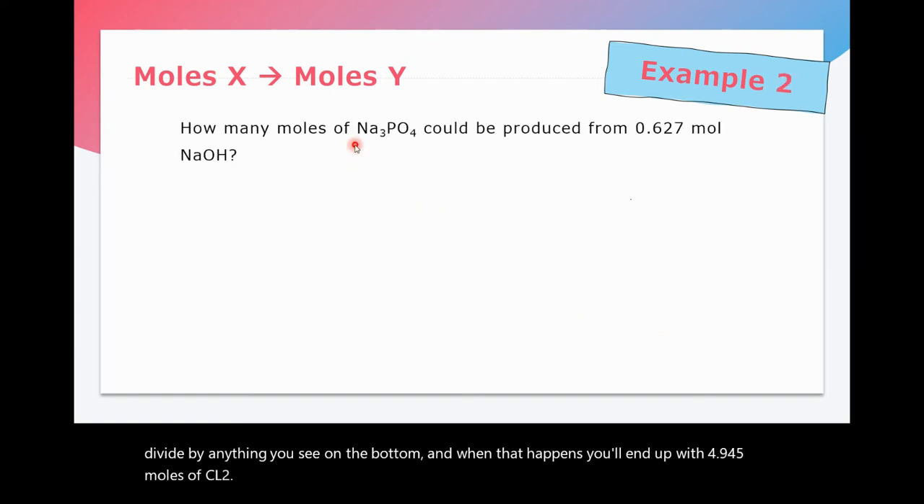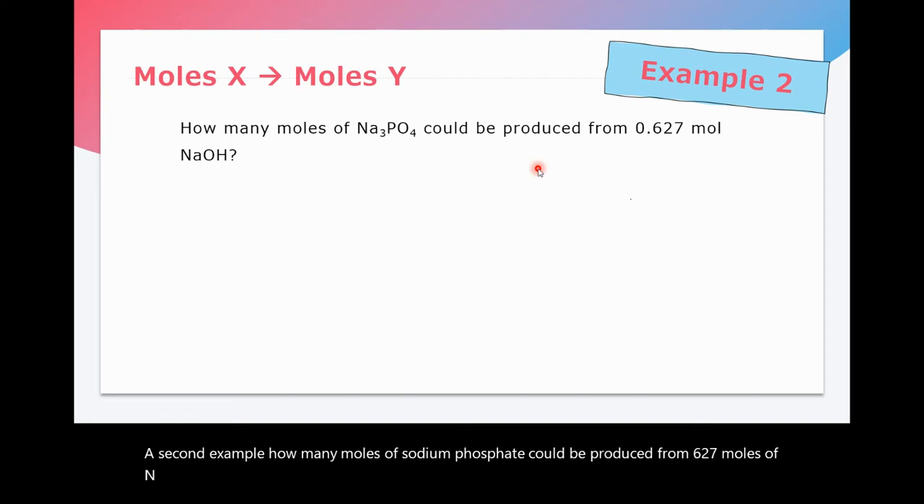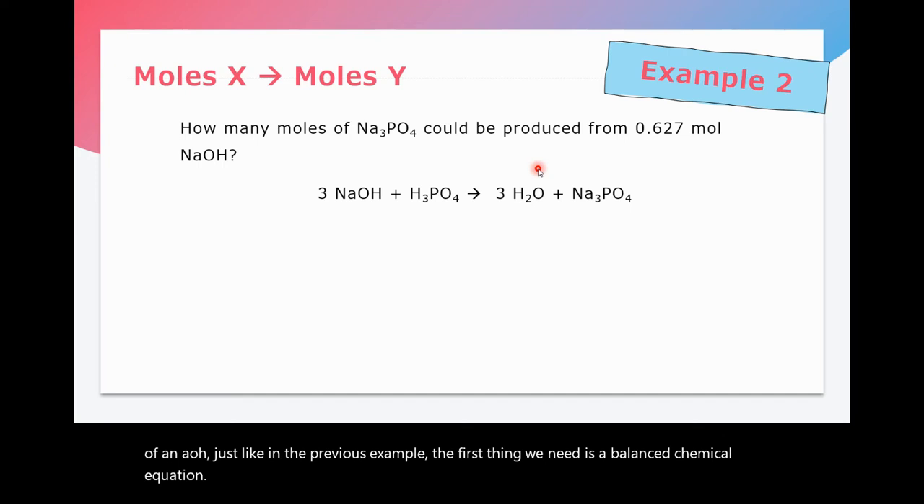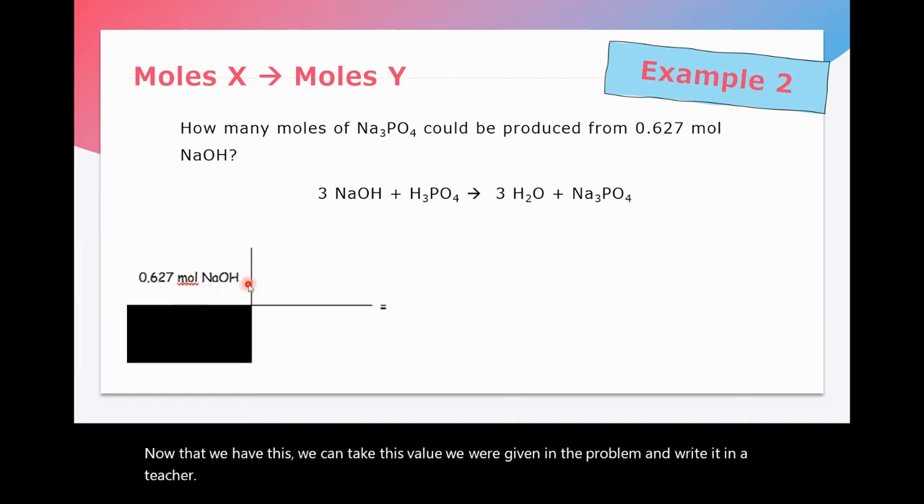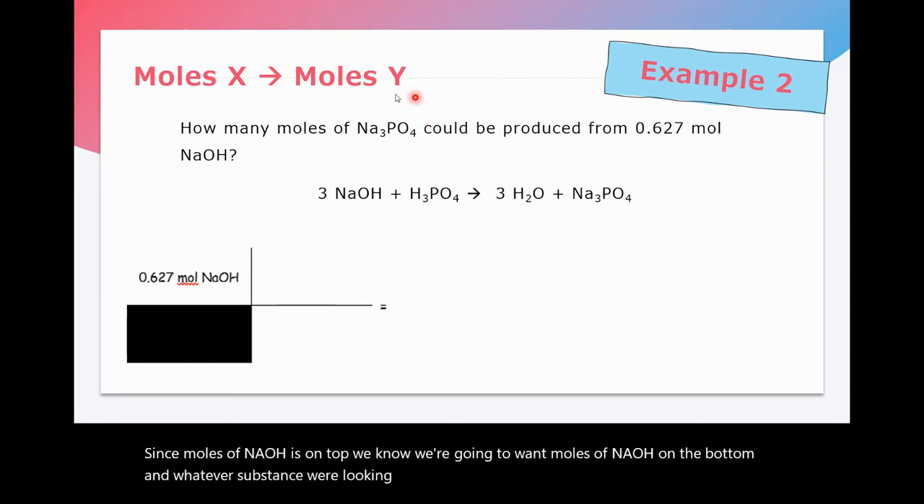A second example: how many moles of sodium phosphate could be produced from 0.627 moles of NaOH? Just like in the previous example, the first thing we need is a balanced chemical equation. Now that we have this, we can take this value we were given in the problem and write it in a T-chart. Since moles of NaOH is on top, we know we're going to want moles of NaOH on the bottom, and whatever substance we're looking for is going to go on the top. So moles of Na3PO4 will be on the top.